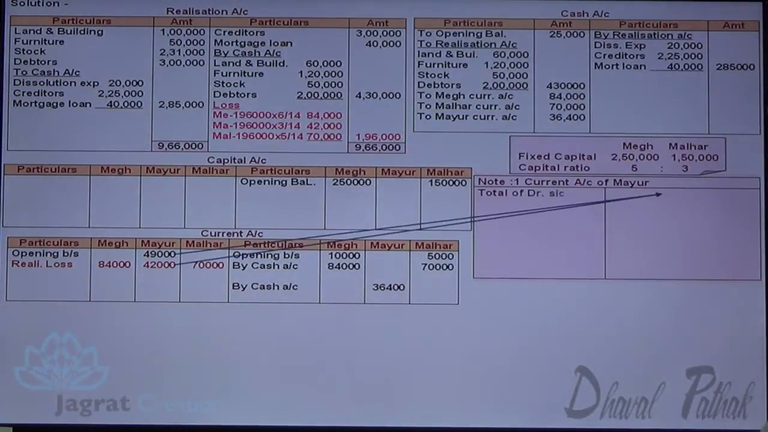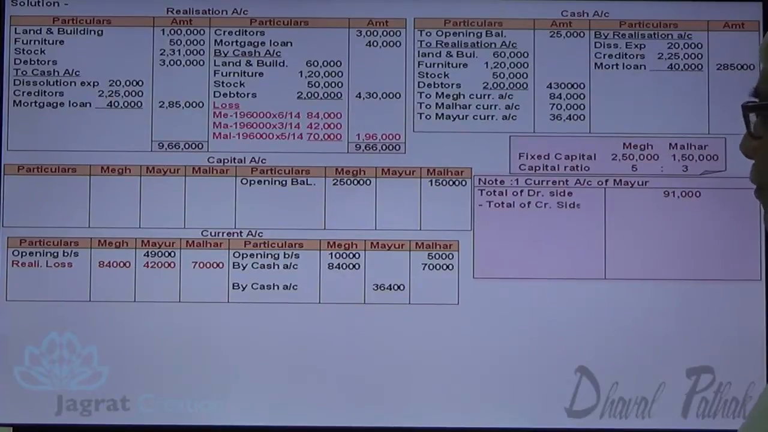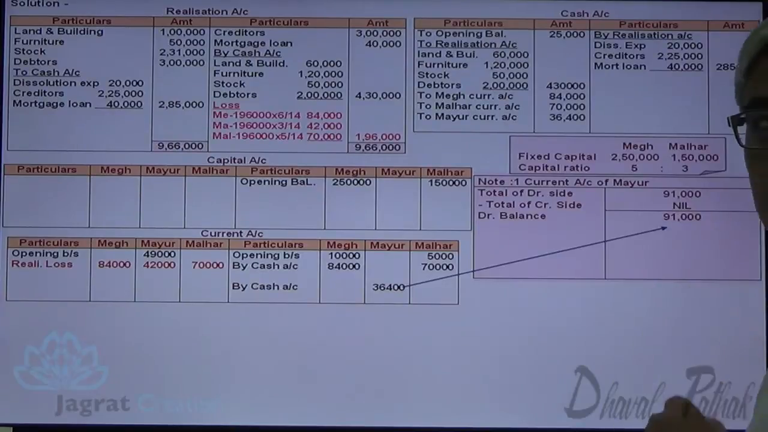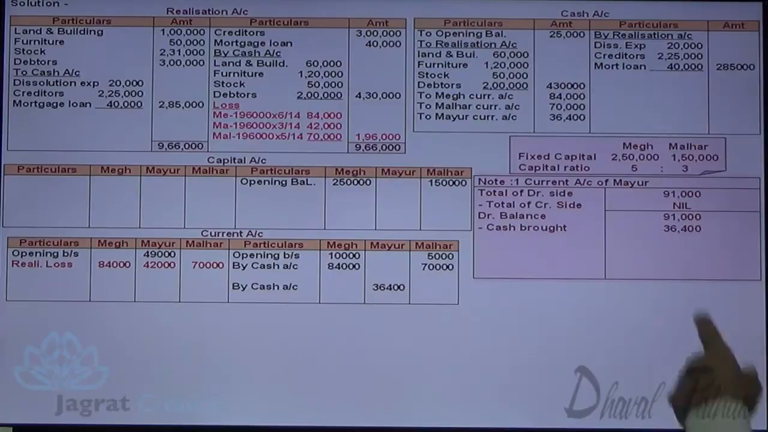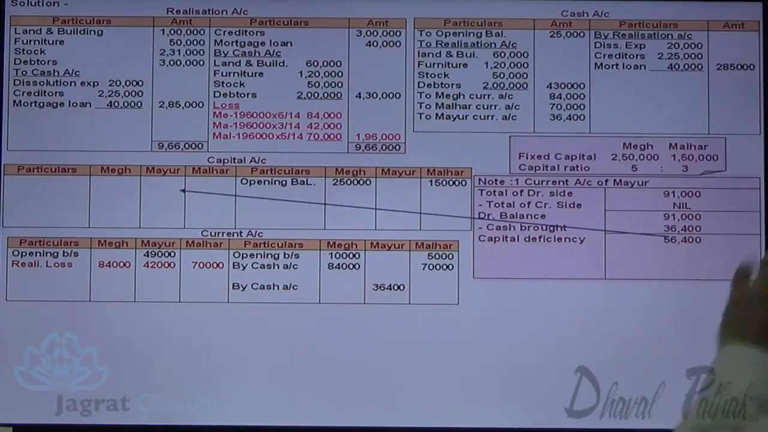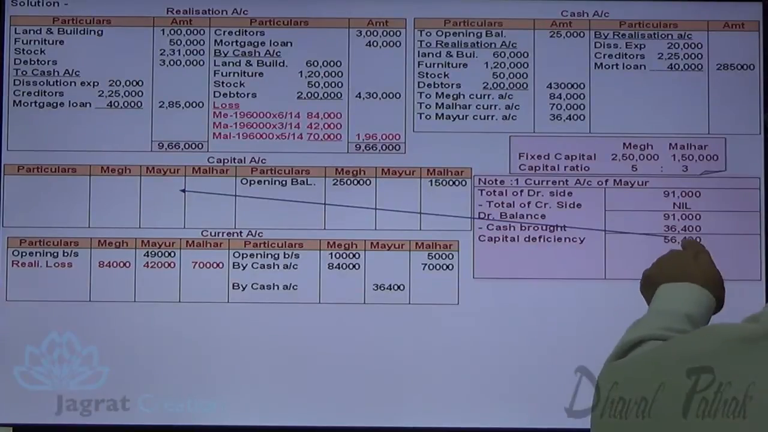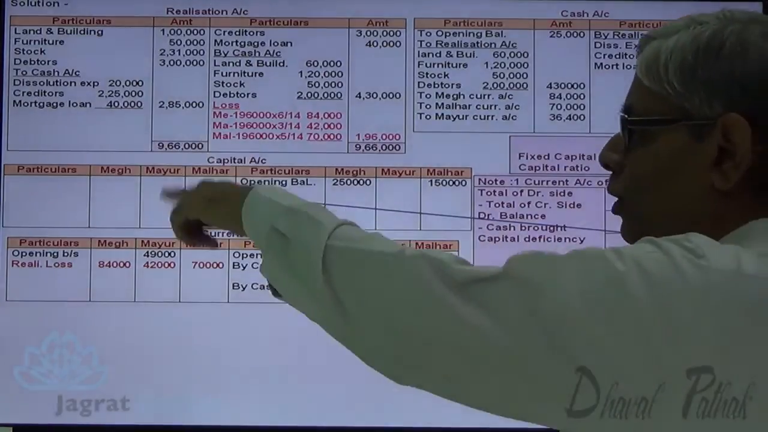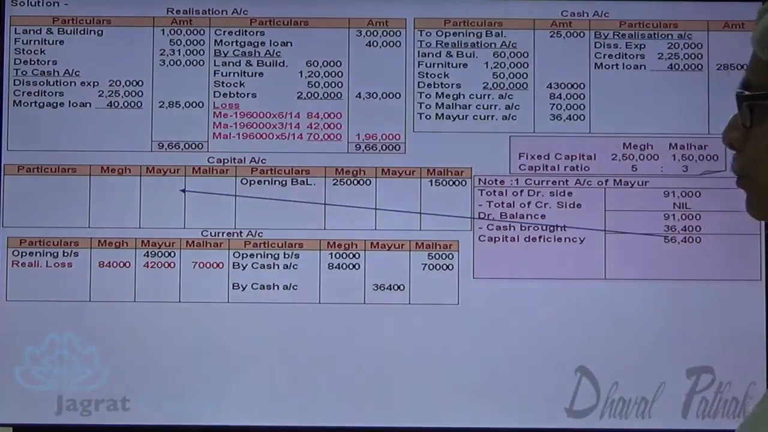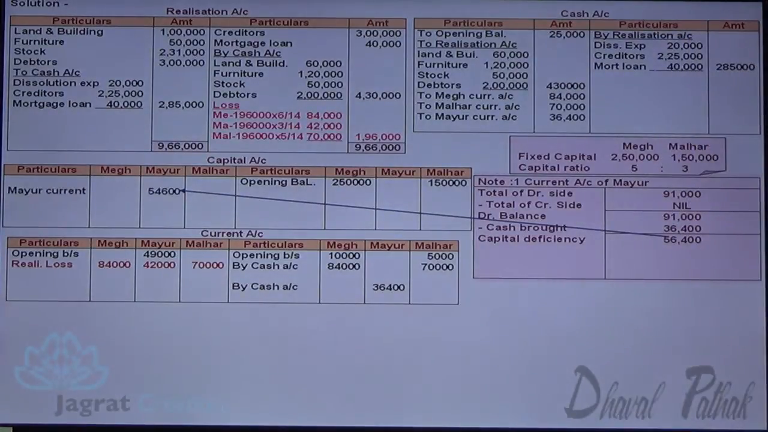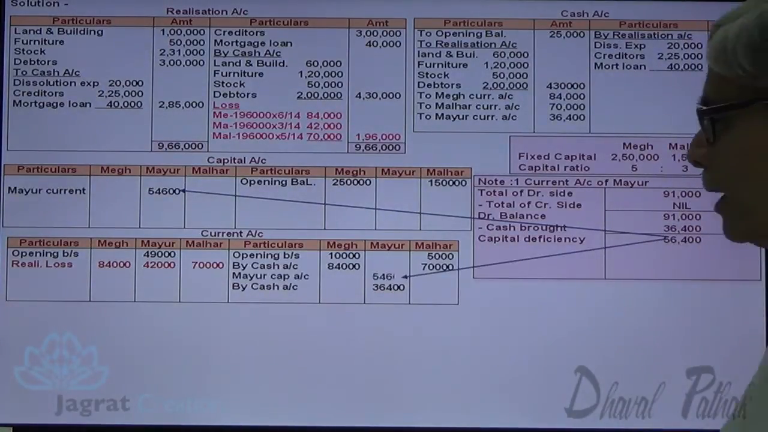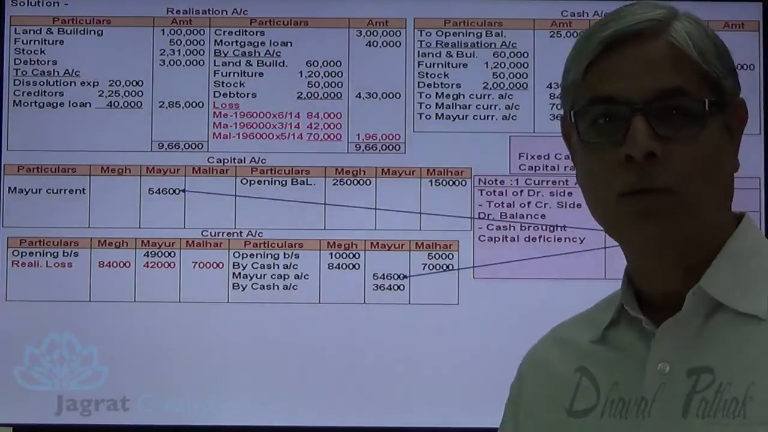Total of credit side 91,000. Total of debit is 0. So 91,000 is due. Against that he brings 36,400. That is 40% of the amount. The amount that he could not bring is 54,600. And this is transferred to the fixed capital account of Mayur from the current capital account. So fixed capital account debit to current capital account credit.